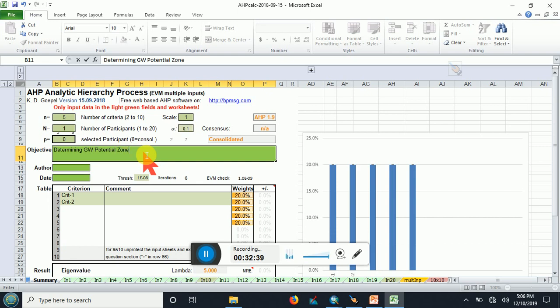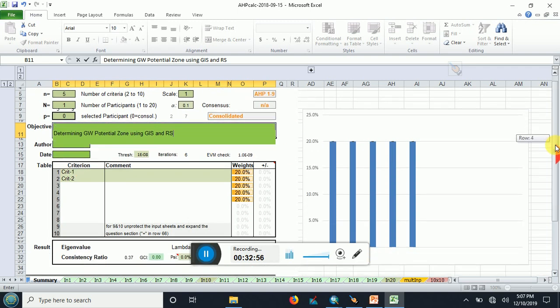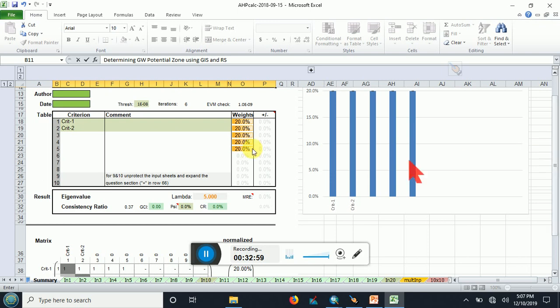Potential zone using GIS and remote sensing. And maybe if you want to write the author and date, maybe now it's not that important. And you have to write those criteria here. We have 5 criteria, that means 5 factors.